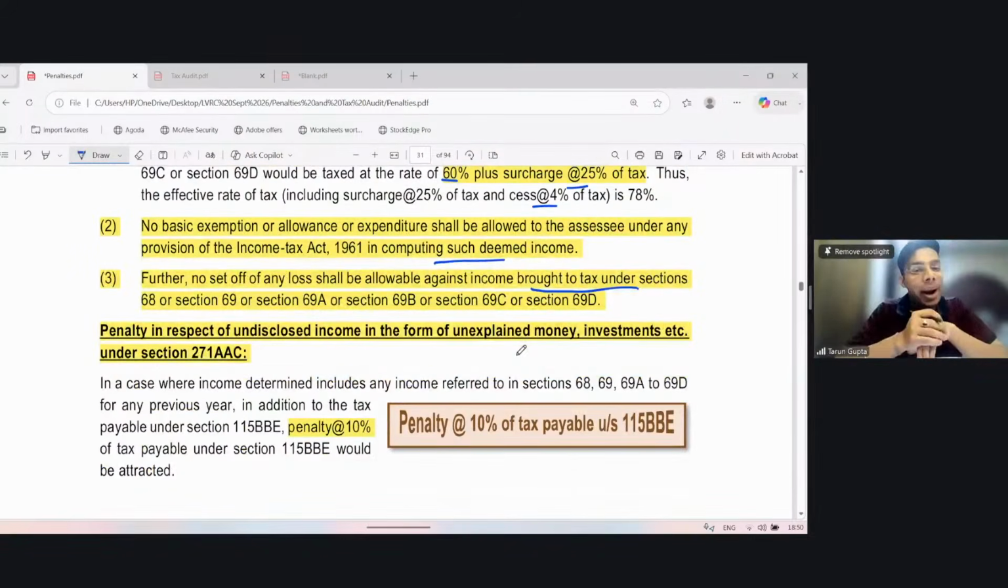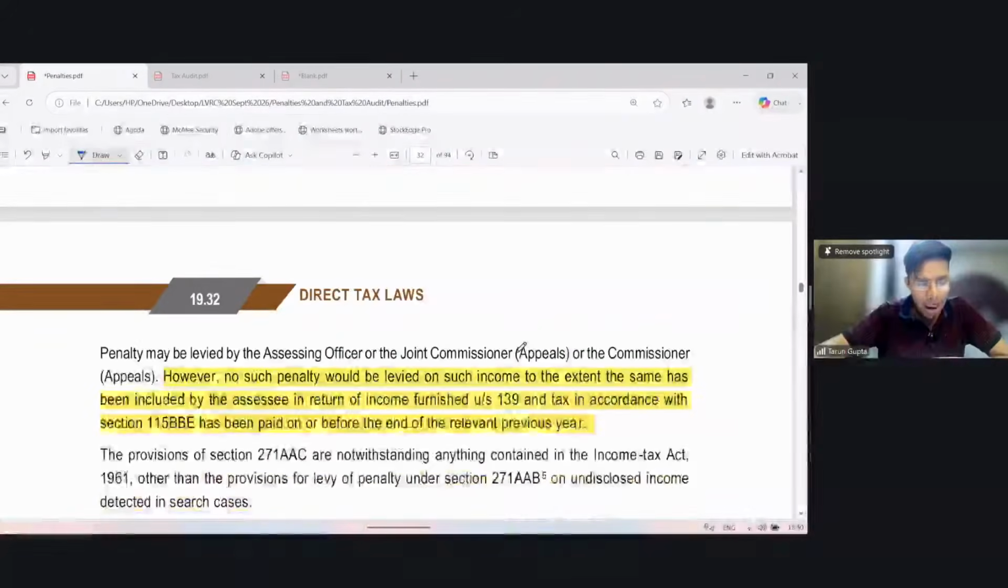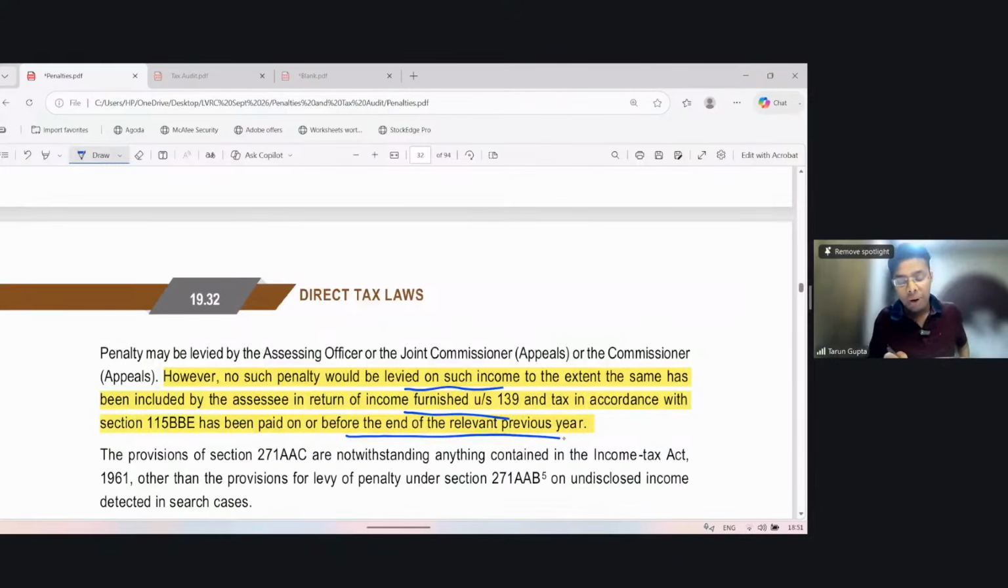And not only this, penalty is also levied at the rate of 10% of the tax so computed under section 115BBE. However, penalty is not levied if the assessee had disclosed this undisclosed income in their return of income and has paid the tax and the interest. So it says no such penalty would be levied on such income to the extent that the same has been included by the assessee in the return of income furnished under section 139 and tax in accordance with section 115BBE has been paid on or before the end of the relevant previous year. Okay. If the assessee has included such income in the return of income and has paid the tax of 78%, then penalty may be waived.